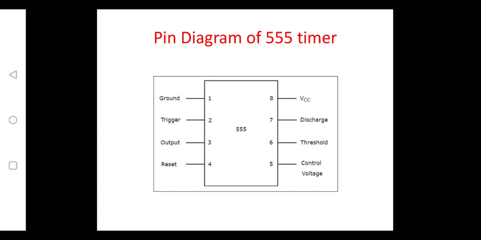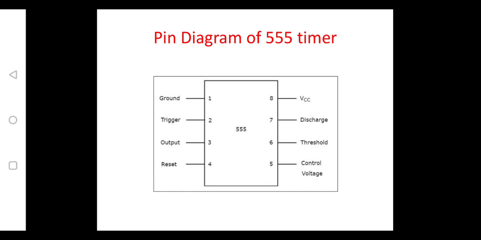The third pin is output. This output can be connected to the load in two different manners, either between pin number 3 and 8, or between pin number 3 and ground, depending on whether the load sinks current, that is, whether the current is entering or leaving. Depending upon that, it may be connected towards plus VCC or the reset terminal.